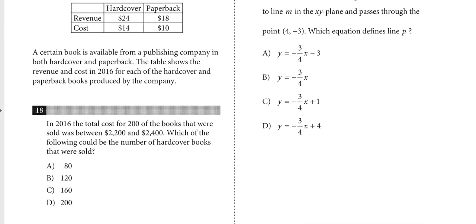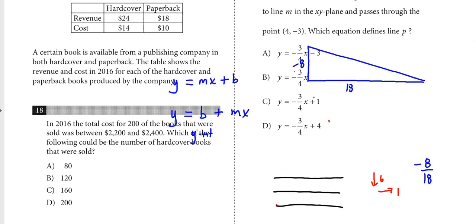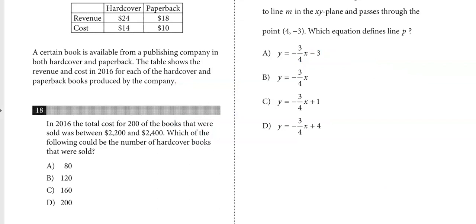All right, number 18 and 19, looks like this one goes with both of these. So this one says, in 2016, the total cost for 200 books that were sold was between, so the cost of 200 books is in here. Well, if I look at my cost, hardcovers are $14, paperbacks are $10. So there's 200 books. I don't really know how it's split up. Is it 100, 100, 50, 150? So it says, which of the following could be the number of hardcover books?